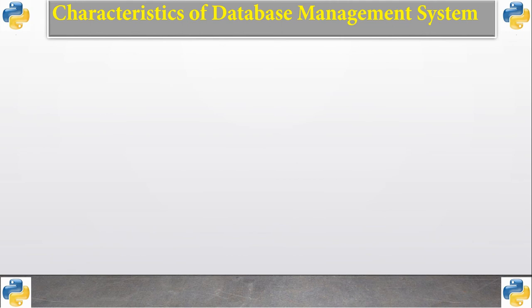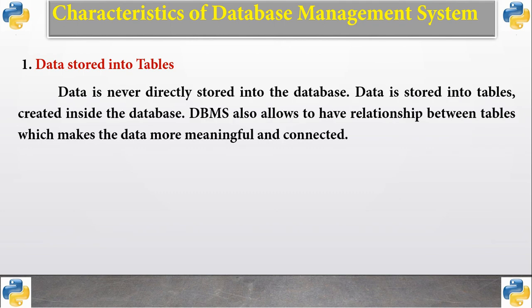Characteristics of a database management system. What are the main characteristics of a database management system? The first one is that data is stored in a table. We know what data is. What do you mean by data? A collection of raw facts. We cannot just store all the data we collect like that. It should be stored in an organized way.